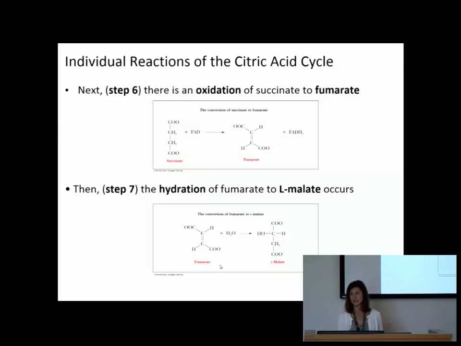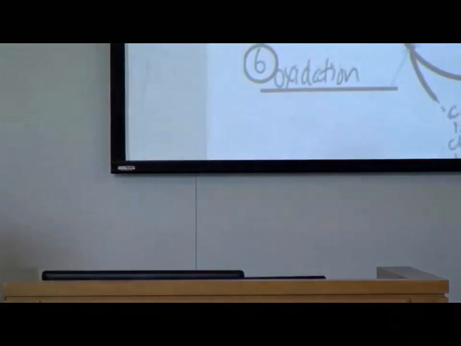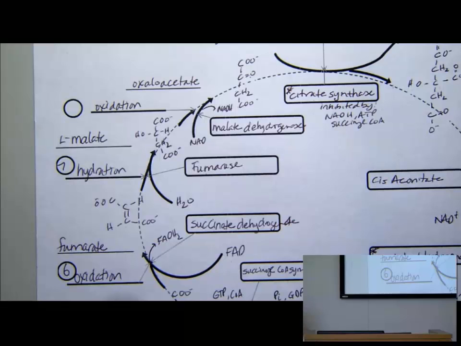And so then you hydrate this carbon. And what's going to happen next once we have malate? We're going to oxidize it so that we can get our oxaloacetate back. We're going to oxidize this one to get the carbonyl. And when we oxidize, we need something to be reduced. And there we go. So let's go back and finish up. This is succinate dehydrogenase, fumarase, and malate dehydrogenase.